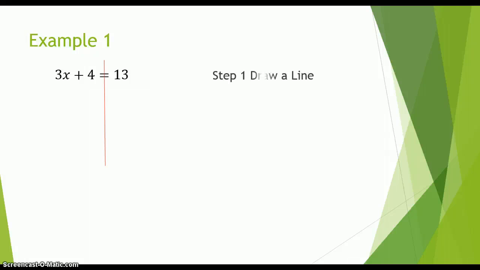So step number 1, still the same. We draw a line. We want to separate the two sides of our equation. Step number 2, I'm either going to add or subtract. Looking at my problem, I'm adding 4 to 3x. The opposite of adding 4 is to subtract 4. So I'm going to subtract 4 from both sides.